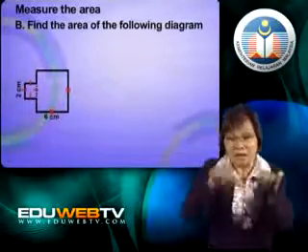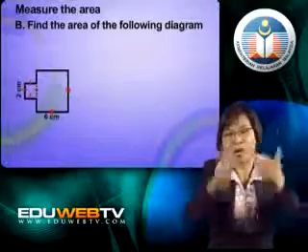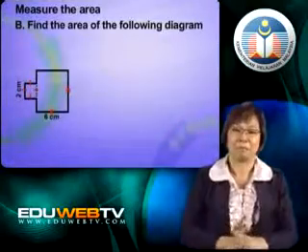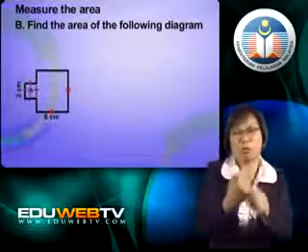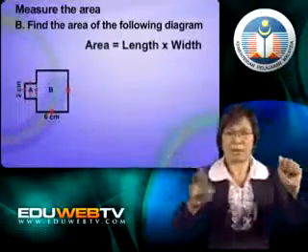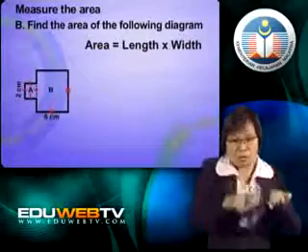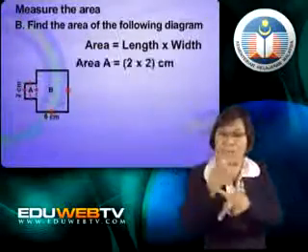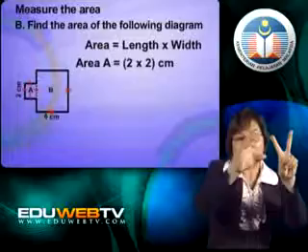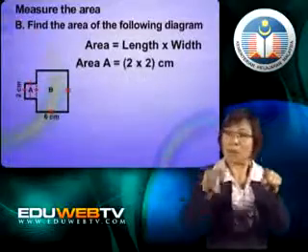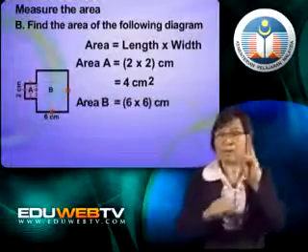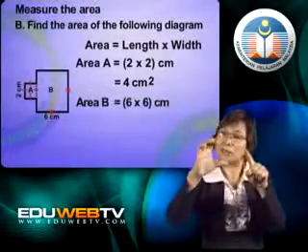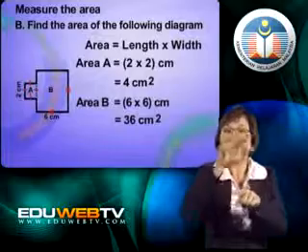Find the area of the following diagram. We begin the calculation by simplifying it into 2 segments, A and B. The rule is area equals length multiplied by width. Area A is 2 centimeters multiplied by 2 centimeters equals 4 centimeters square. Area B, 6 centimeters multiplied by 6 centimeters equals 36 centimeters square.